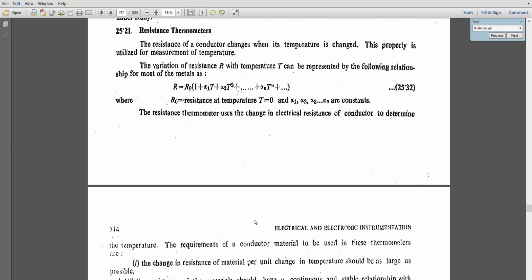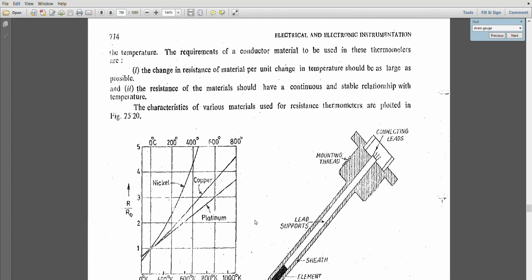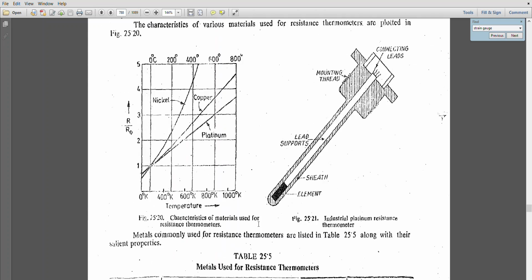In the previous video, we saw the problems involved in strain gauge. Now we will see the problems involved in temperature sensors. So, there are different temperature sensors: one is RTD, thermistors, and another one is thermocouple. Thermocouple we'll see at last. First, we will complete RTD and thermistor.